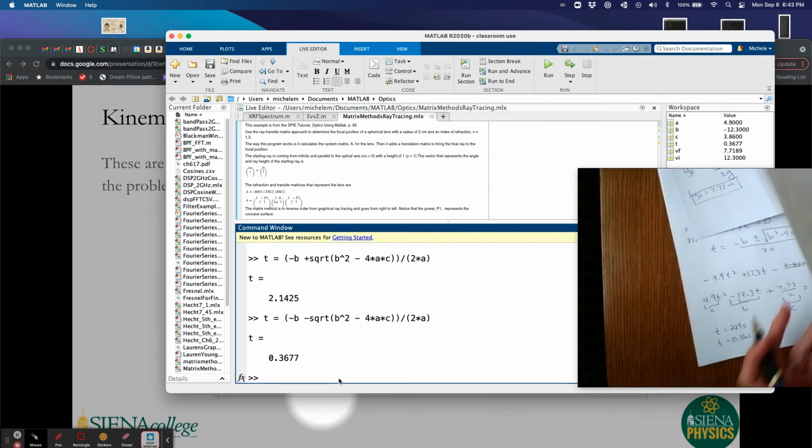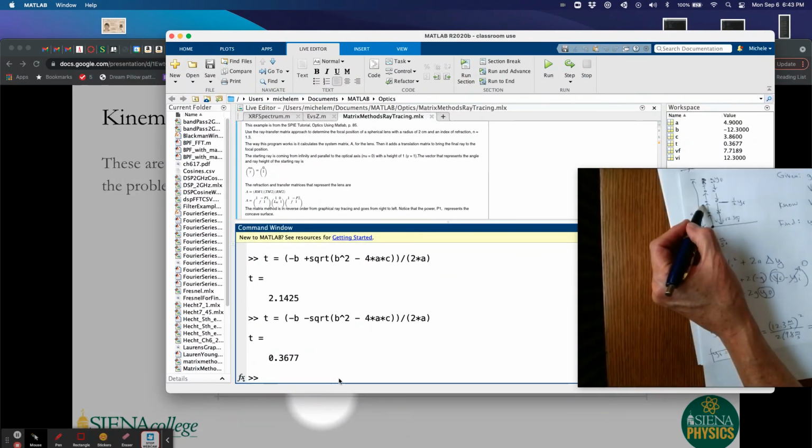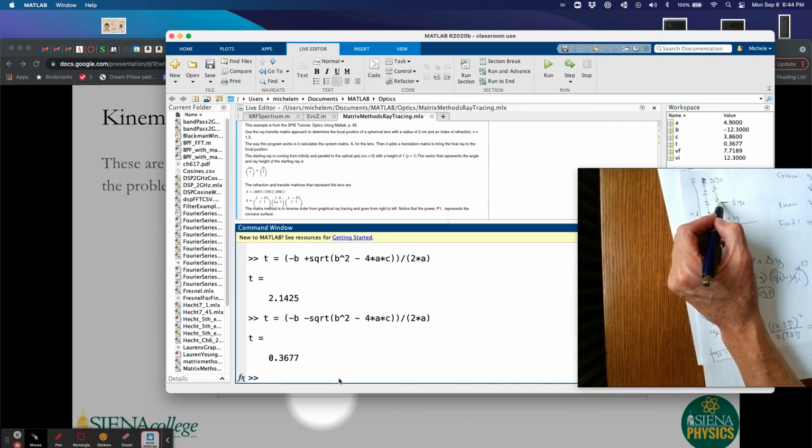And if we look back at our example here, whoops, wrong paper. If I look back at our example, there are 2 times when the ball is going to reach half the height. So it's either going to be at 0.3677 seconds on the way up, or on the way coming back down at 2.1425 seconds.